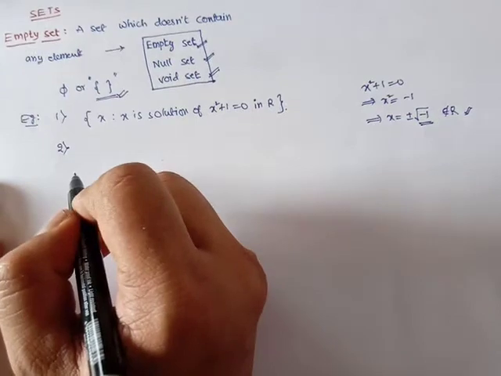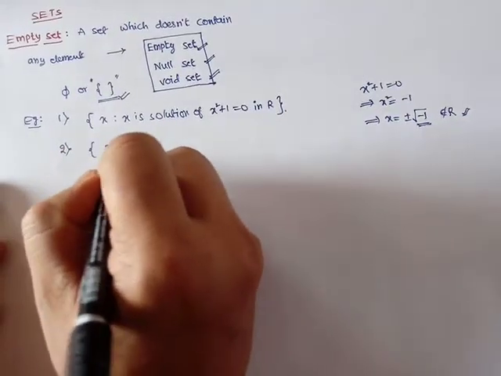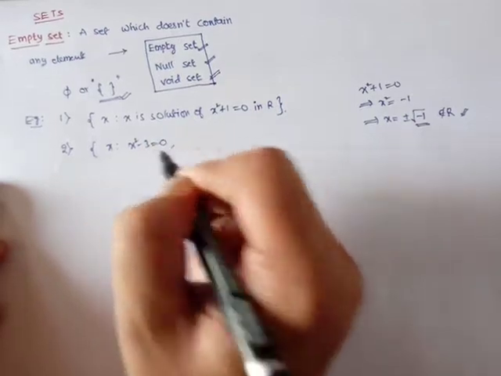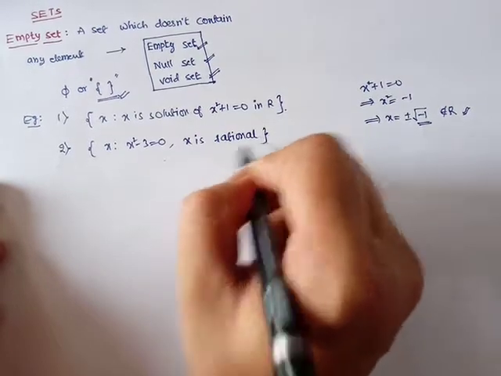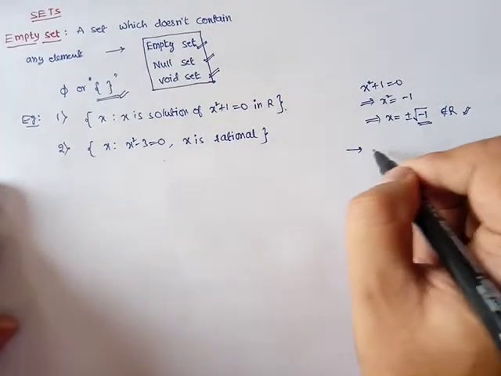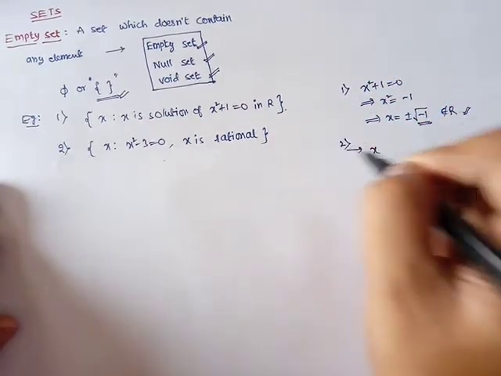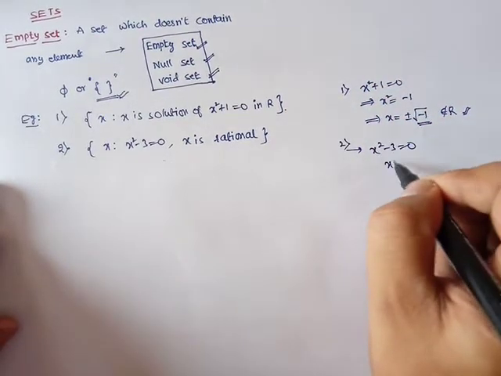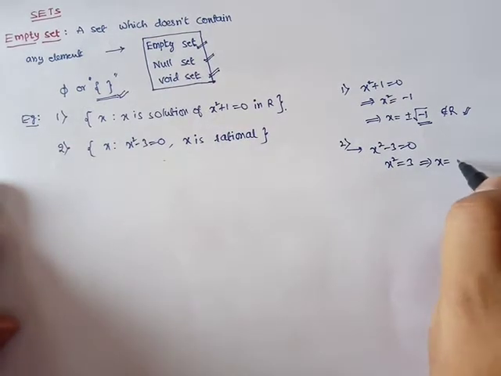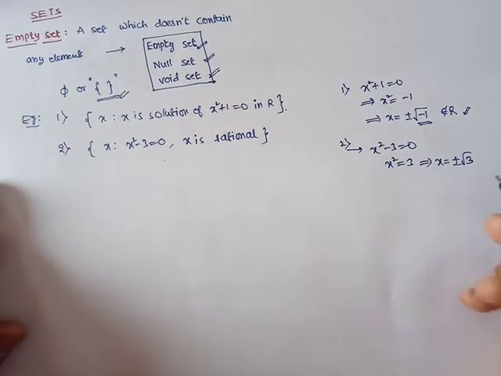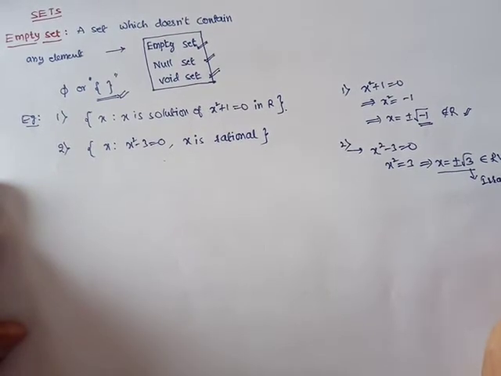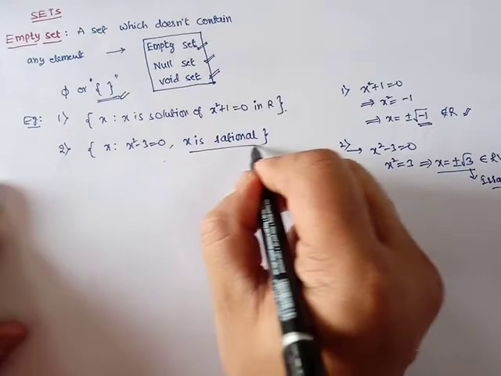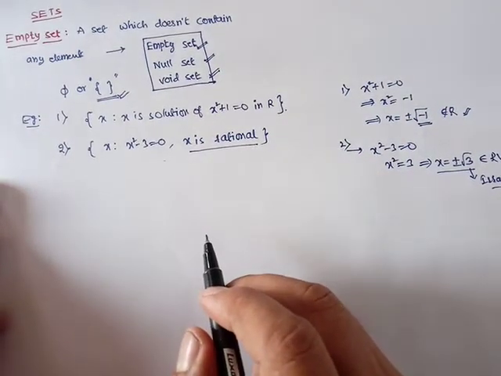So you are not going to get any roots and it can be taken as an empty set. And consider the second one: x such that x square minus 3 is equal to 0 and x is rational. Then x square minus 3 is equal to 0, x square is equal to 3, then x is equal to plus or minus root 3. Plus or minus root 3 belongs to R minus Q, it is irrational, but it is saying that x is rational, so this is also going to be an empty set.